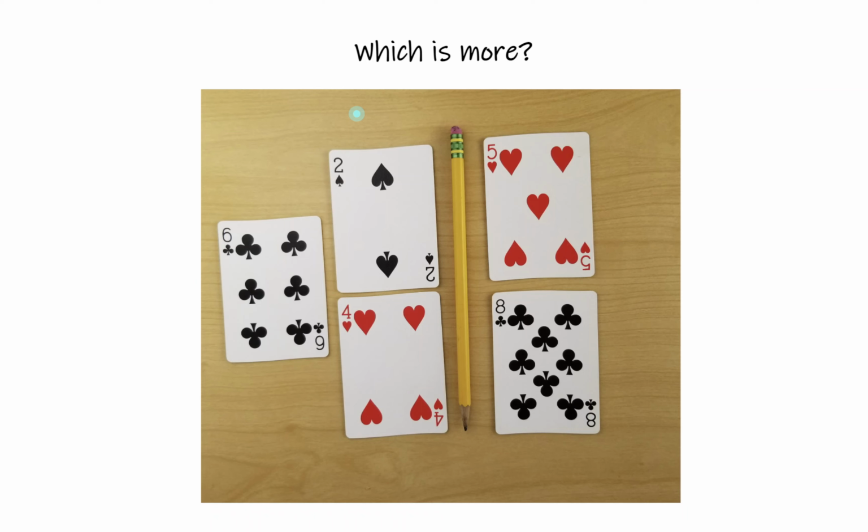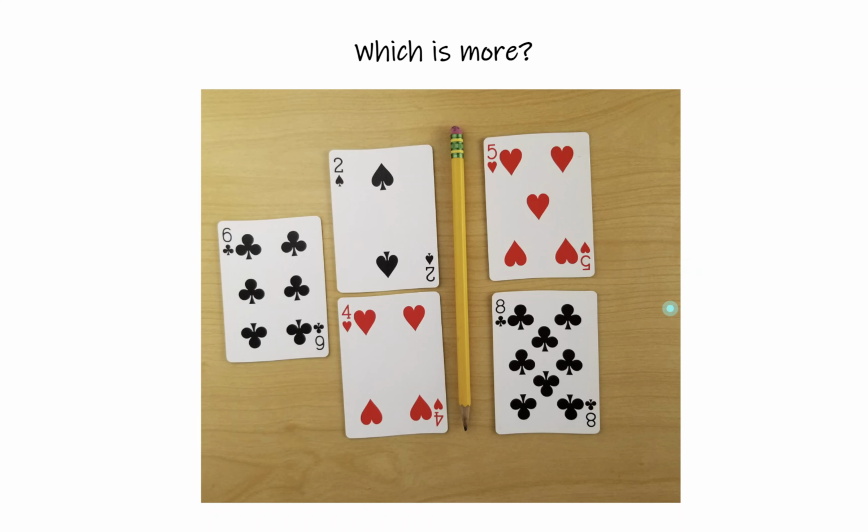Other students might focus on how many there are on each card, and they might choose to find the total for each side. Some students will focus on the symbols and they may count them individually or in groups to figure out how many there are. In this case, there are a total of 12 on this side and 13 on this side.